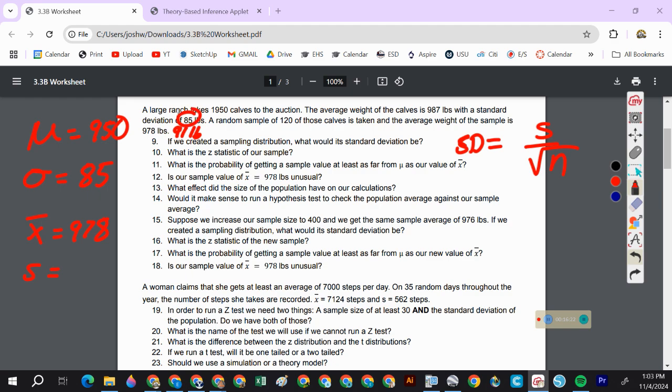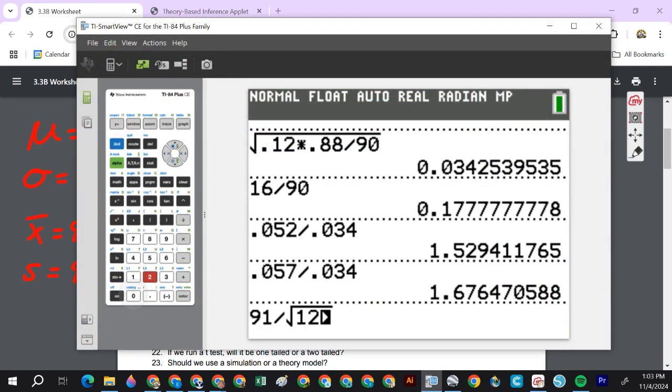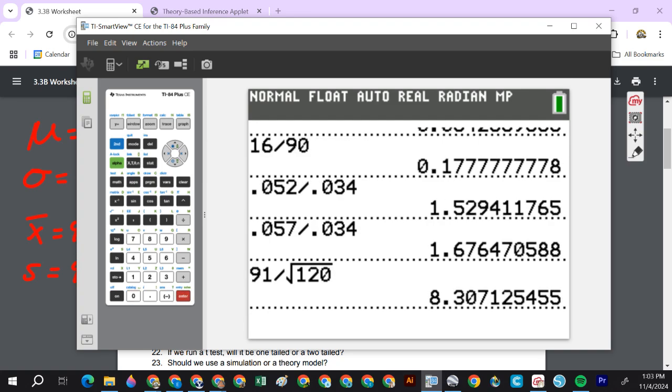So this is everybody, right? So let's say that I'll add this to the worksheet. So let's say that S is 91 pounds. So we do a sample of 120 calves. We get a sample standard deviation of 91. Okay. So we are going to take 91 and divide it by the square root of 120 because that's how many calves were in our sample. 8.3.